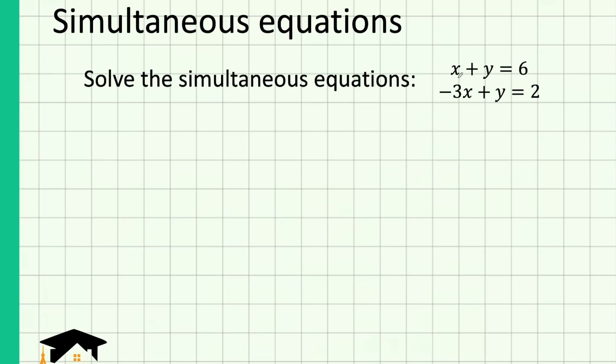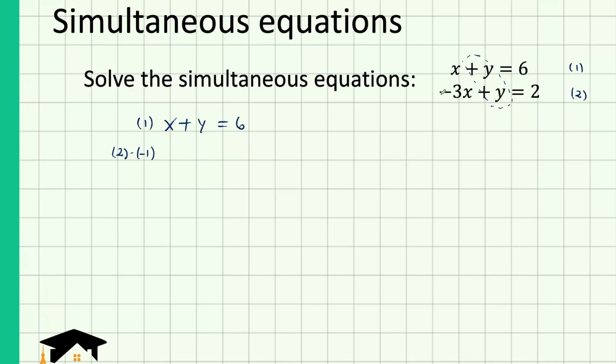And this one is a bit easier. Now we have x plus y equals 6 and minus 3x plus y equals 2. Let's call this equation 1 and 2. Now what we can do is multiply the second equation by minus 1 and add it to the first one. That way we will again remove the variable y. The first equation we will just leave as it is, and we will do the second equation times minus 1.